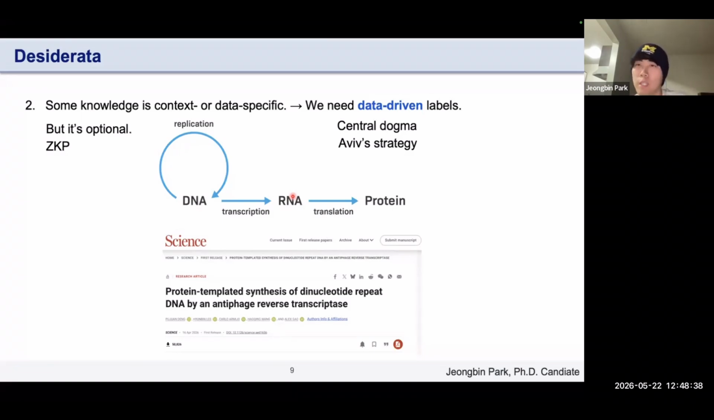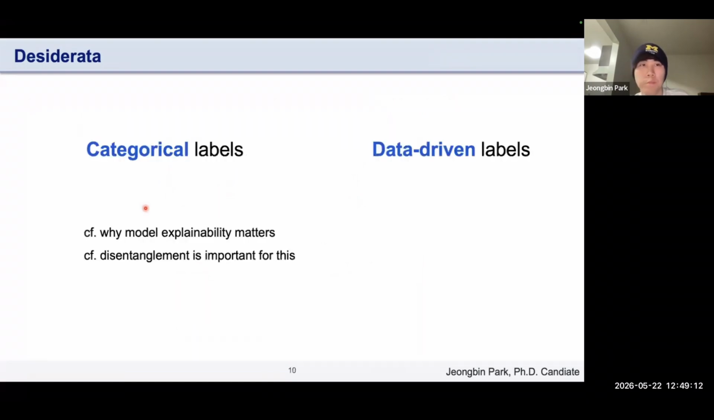But I want to say there is an exception to this central dogma. A very new Science paper mentioned that DNA can also be synthesized by using a protein scaffold. It's not a human case, it's just a bacteria case, but I want to say the central dogma can also fail to be the prior for causal discovery. So this is very case specific. We may need some data-driven labels. And I want to say zero-knowledge proof will be needed for sure, and so on.